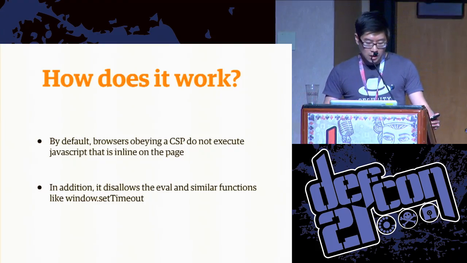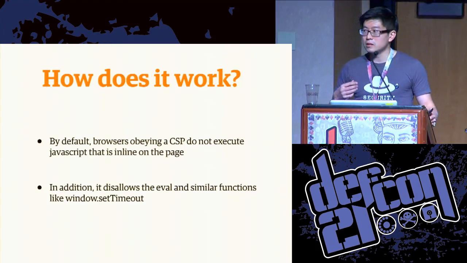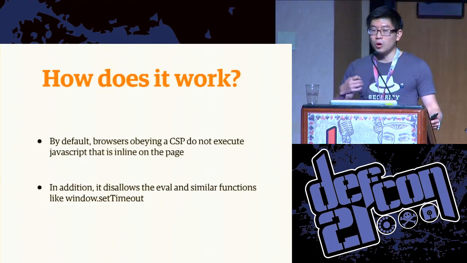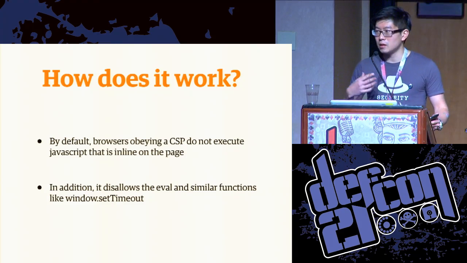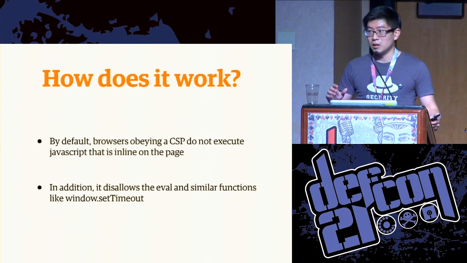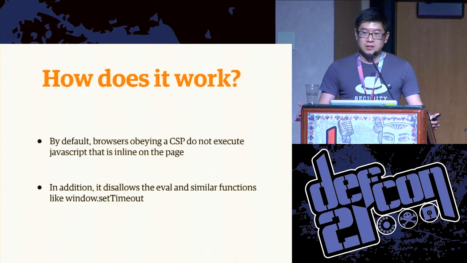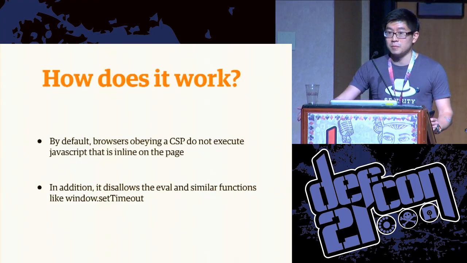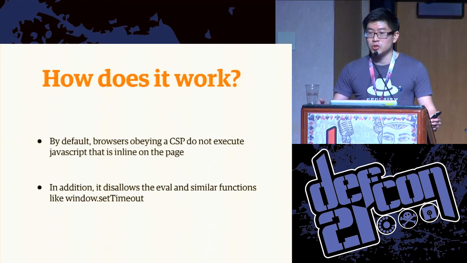Now for more detail, the way that it works is that a browser that is following a content security policy only follows specific directives specified by the content security policy as elements that it's allowed to render or execute on the page. In particular, the two important things to note are that content security policy by default disallows the use of inline JavaScript on a page, which is a big thing that I will get to later. And in addition, it prevents the use of the eval family of functions in JavaScript.